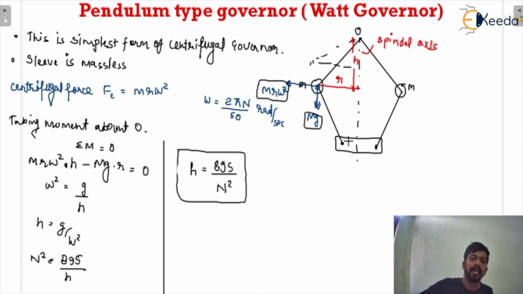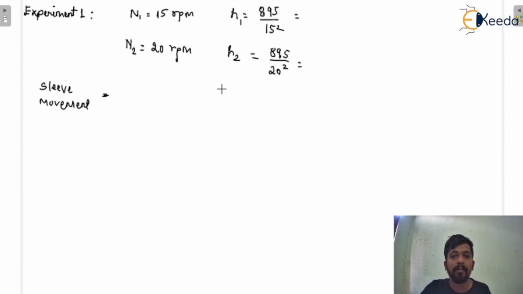Okay, so if the sleeve movement is in the upward direction, there will be a reduction in the height of the governor, and as the sleeve movement is in the downward direction, you can see the height will increase. So what is the sleeve movement? Basically it is the final height minus initial height, that is h2 minus h1. That is the sleeve movement. You can find out the sleeve movement, you will get some finite value.